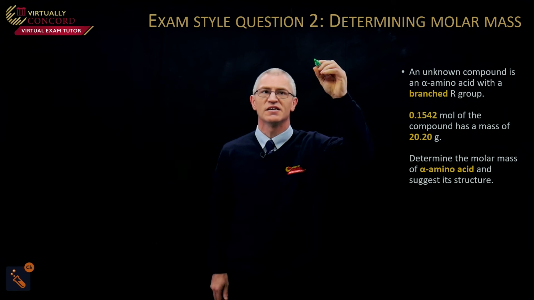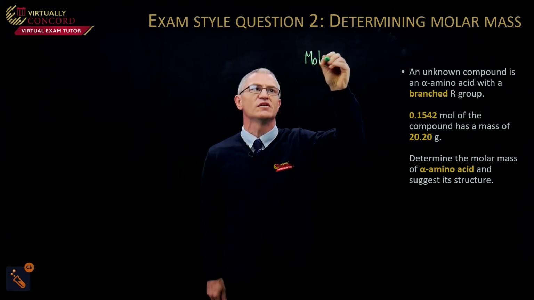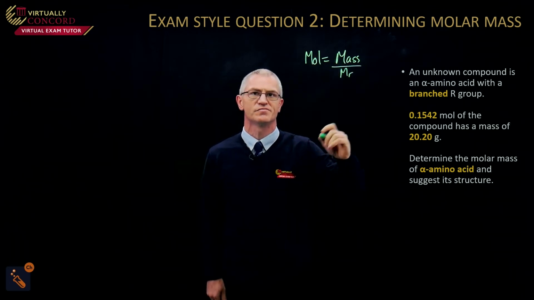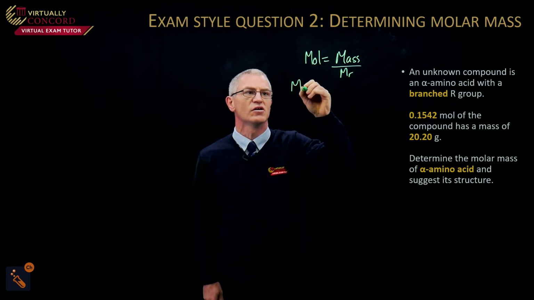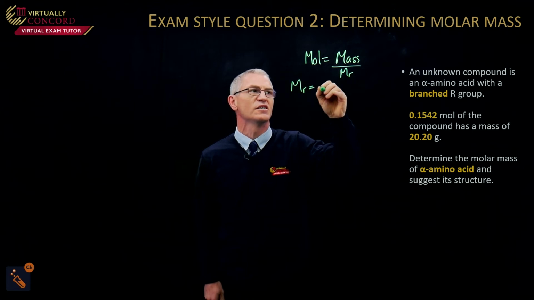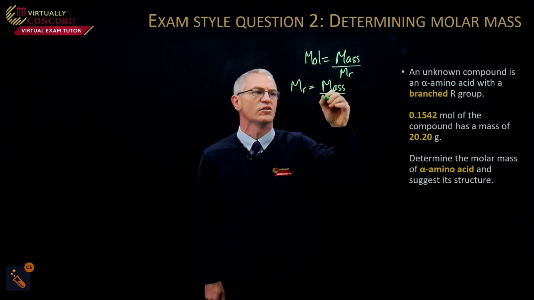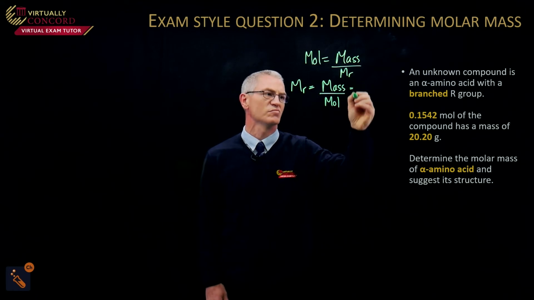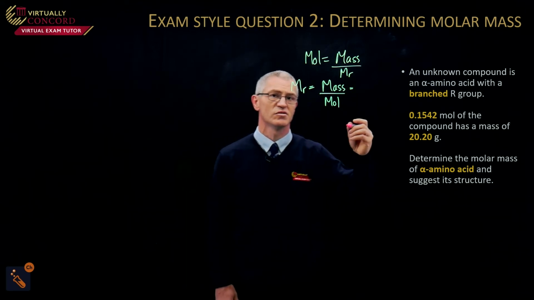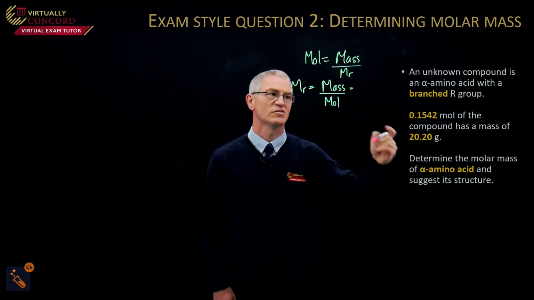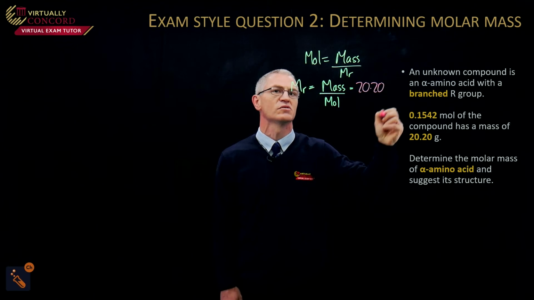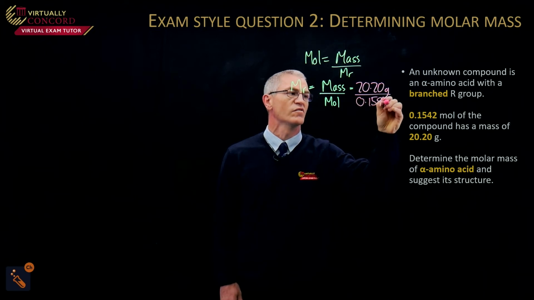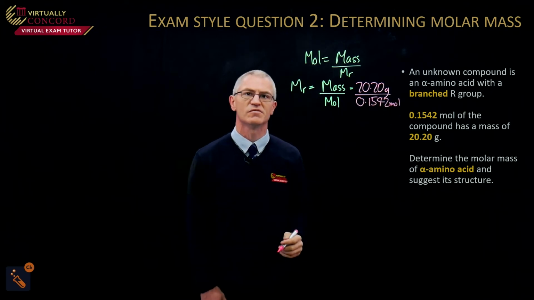That means if you take the equation mole equals mass over Mr and you rearrange that, Mr equals mass over mole. Okay, so we've rearranged it. We've got our mass and our mole, so let's put them in. Our mole is 0.1542 and our mass is 20.2 grams. So Mr equals 20.2 over 0.1542.